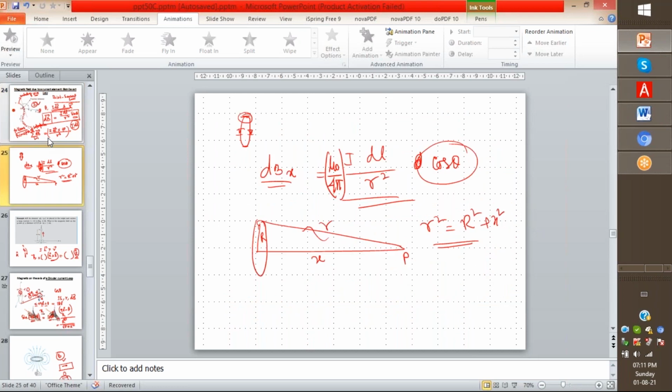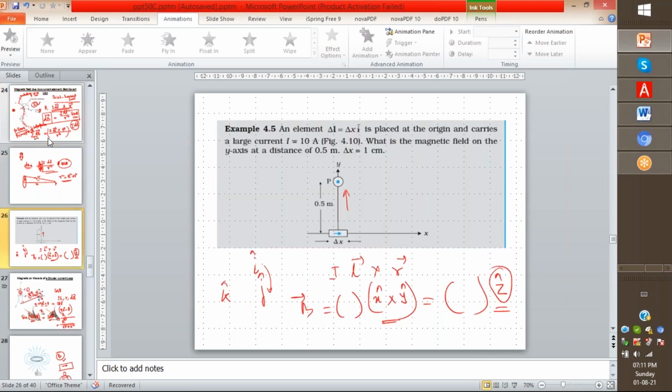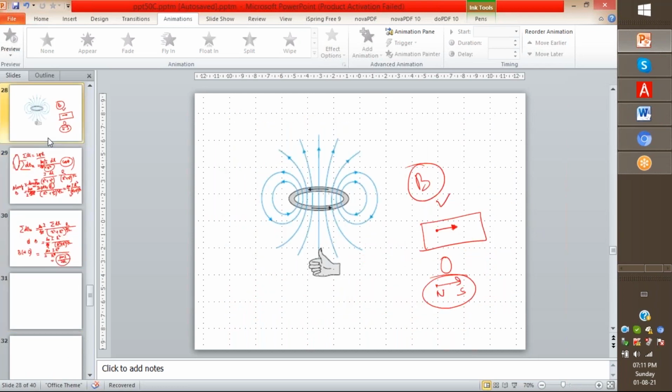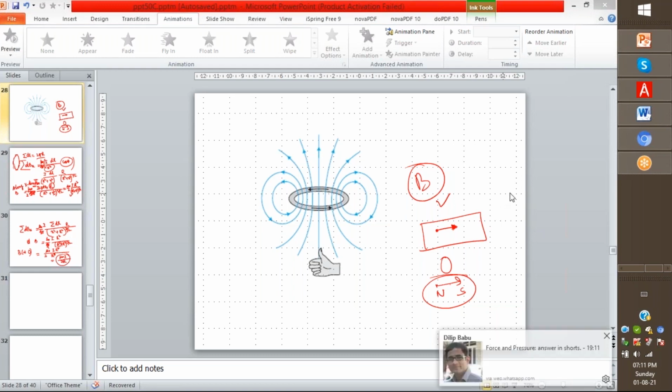In the next class, I'll take a few examples from your previous board exams and also from previous competitive exams, and then I'll see whether you are able to apply Biot-Savart's Law and other things, magnetic forces and drawing trajectories, etc. Those are very important, which I have already covered.